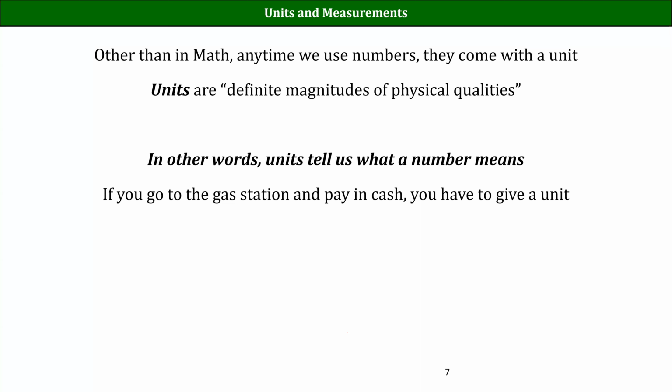Another example, if you go to the gas station and pay in cash, you have to give a unit. Again, it might be implied from context. If I walked up to the gas station cashier and said, I need 20 on 5, it's implied that it's $20 on pump 5, right? But that's just because they're used to hearing that over and over again. If I wanted to pay in euros instead of dollars and I was in South Lake Tahoe, I probably would need to specify 20 euros. And then they're gonna look at me funny and tell me that they don't take euros. But that's beside the point. The point is that the units are what tell that cashier what I'm actually talking about.